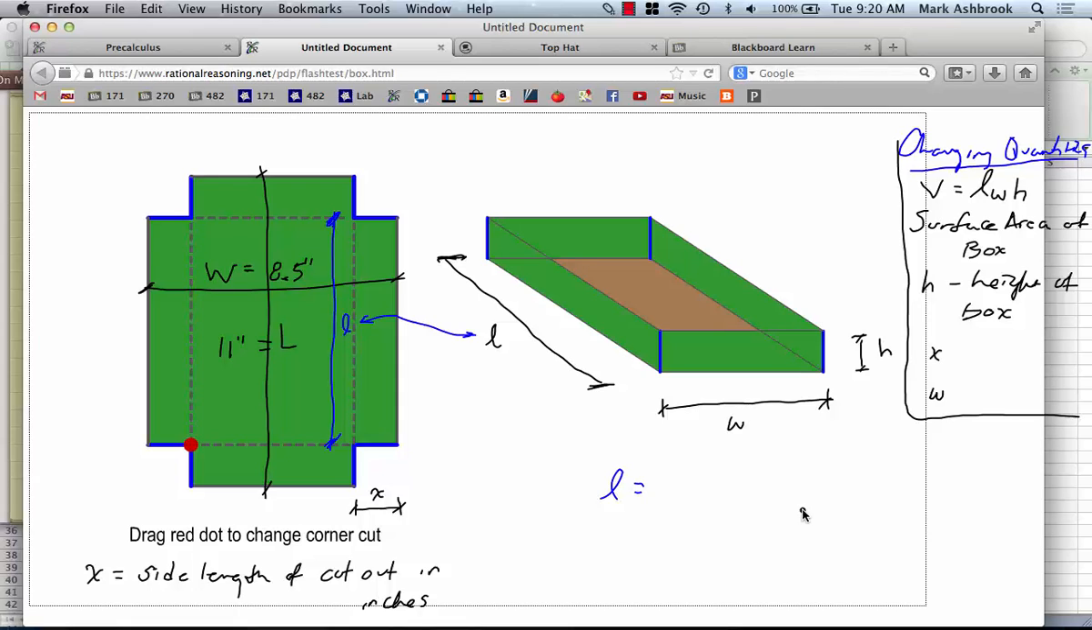And while you're at it, let's do little w too. We're going to need h. Let's do all three. So little l in terms of x, w in terms of x, h in terms of x. All three. That way we can get volume in terms of x.